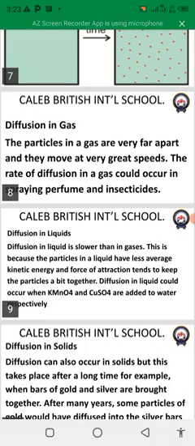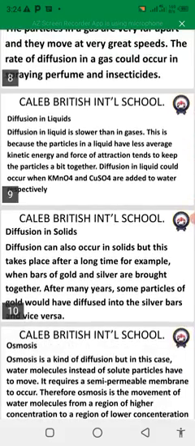Diffusion in liquid also is slower than in gases. This is because the particles of liquid have less average kinetic energy, and force of attraction tend to keep the particles a bit together. So diffusion in liquid could occur when potassium manganate(VII) or potassium permanganate and copper(II) sulfate are added to water respectively.